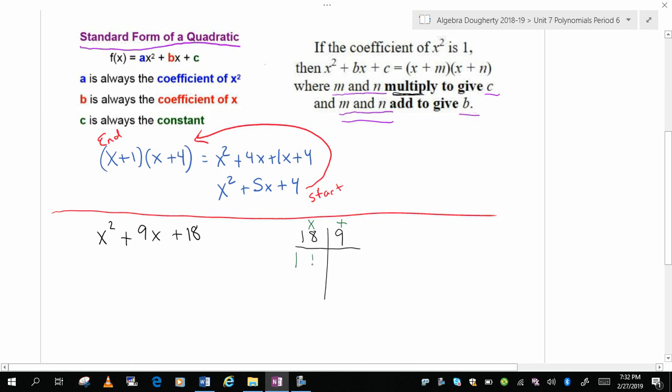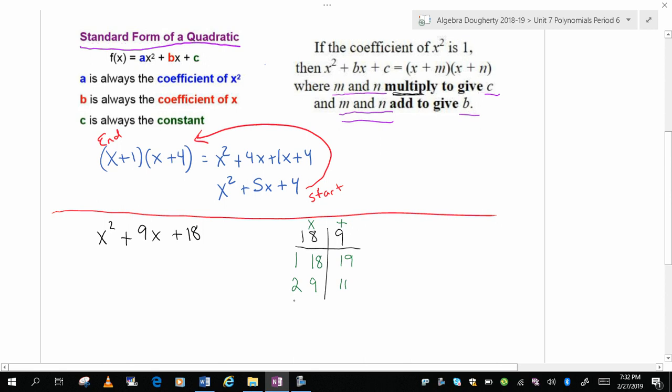I have 1 and 18. That's an obvious pair of factors. They add up to 19, so that's not the answer. Let's see, does 2 go into 18? If I divided 18 by 2, I would get 9. 2 and 9. 2 plus 9 is 11. Okay, that's not the answer either, but it looks like I'm getting closer.